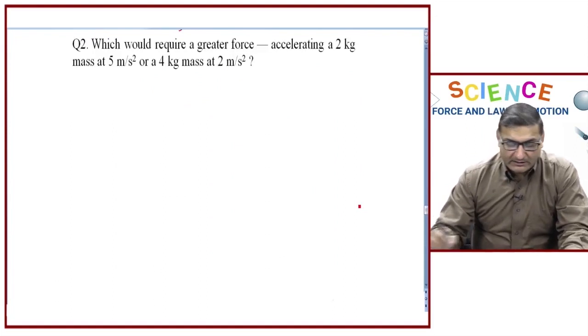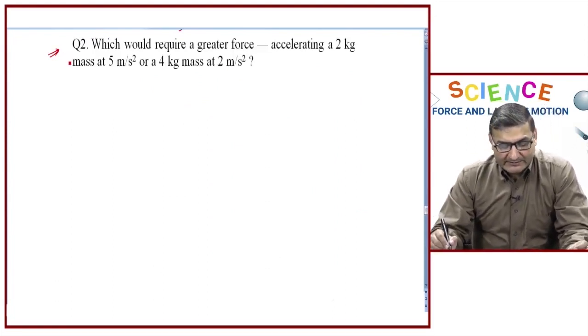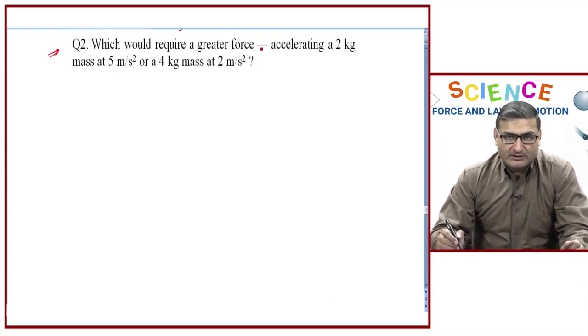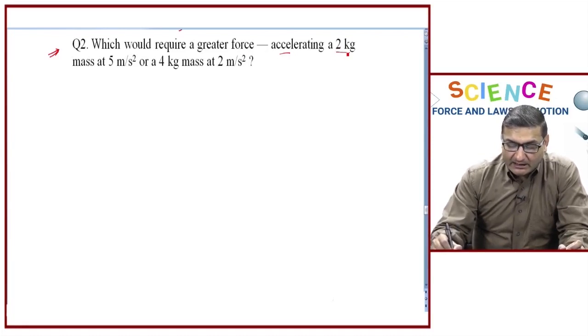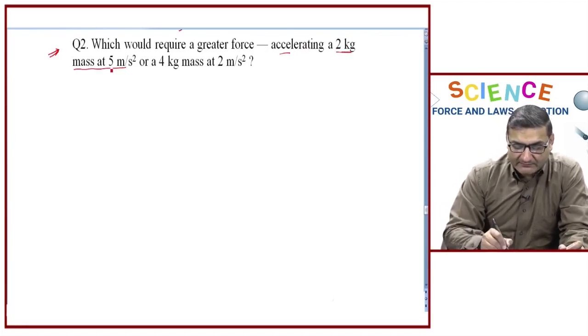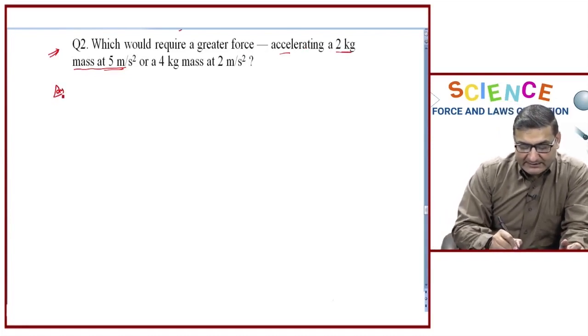Now this question is quite important. These type of questions you normally encounter in your exams. Which would require a greater force? We are asked to compare the two forces. First option given to us is accelerating a 2 kilogram mass at 5 meter per second square. Right. Let us see what exactly is given to us.